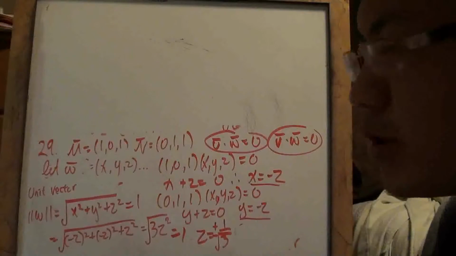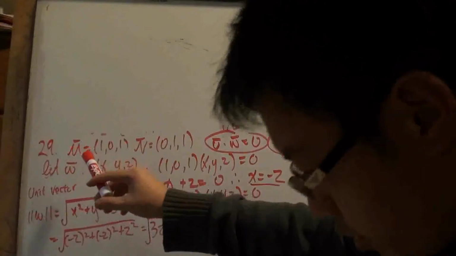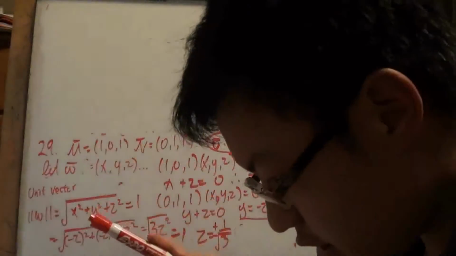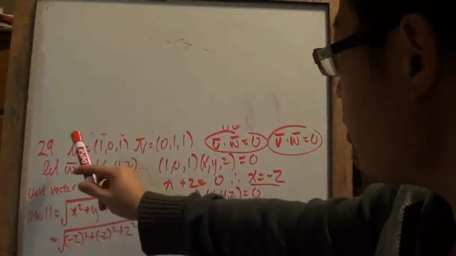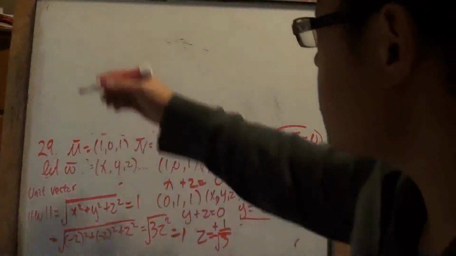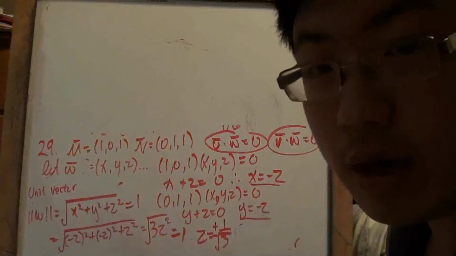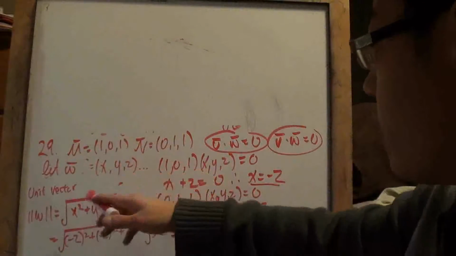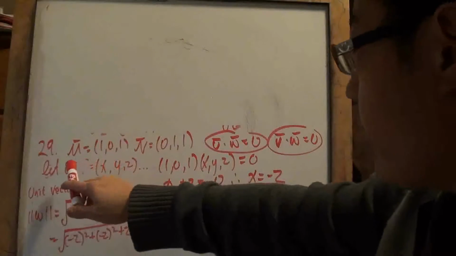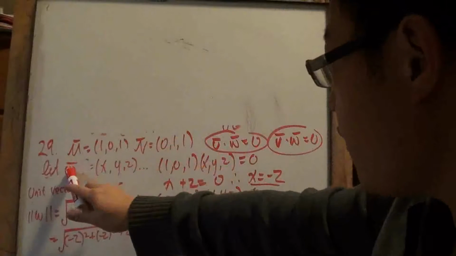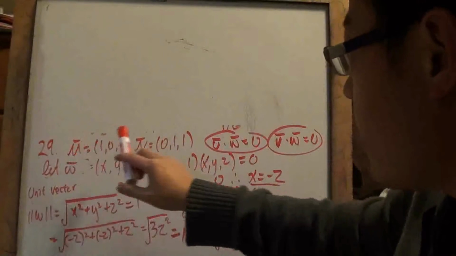So basically what we try to do is find a unit vector, so find another vector that is orthogonal to both this and this, right? So we just say let w be some other vector. First of all, the first condition is it has to be orthogonal, right? So w has to be orthogonal to the u vector and the v vector.